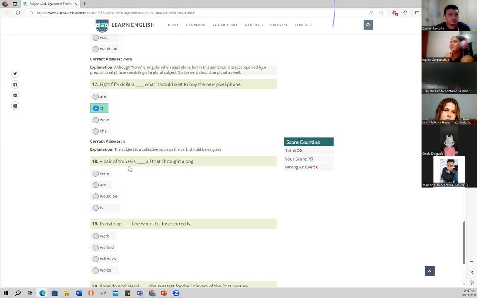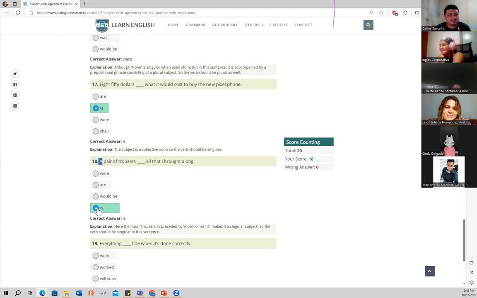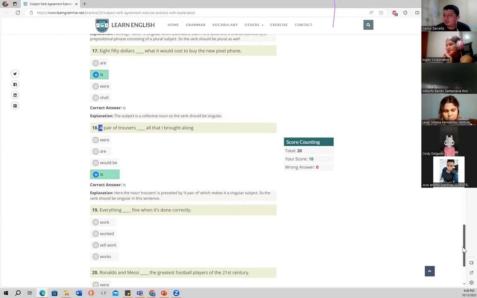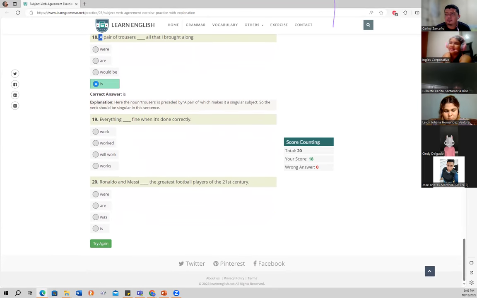Oh, 18. A pair of trousers is all that I brought along. Are or is? Are. ¿Qué le dije de esto? Is collective. Start with a singular. It is singular, okay? A lo hace singular. A pair, un par. What does trousers mean? Just trousers, como pants, pantalones. Ah, okay, thank you. Okay, number 19, everything.